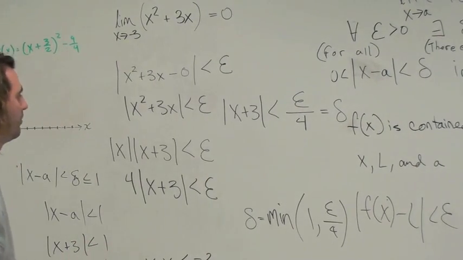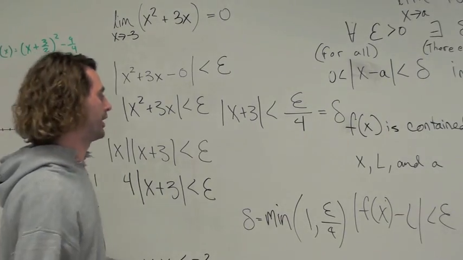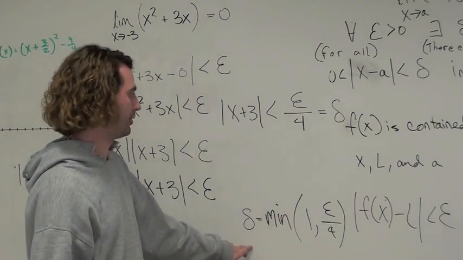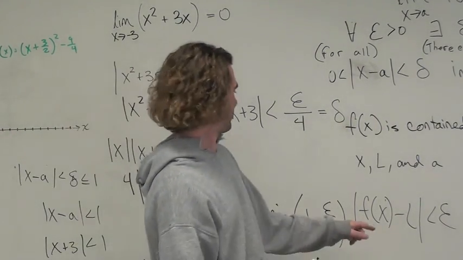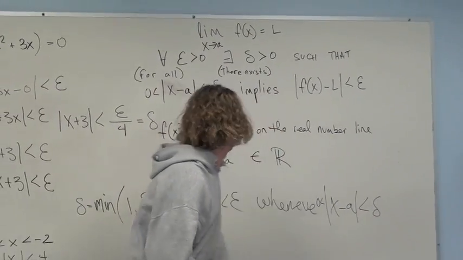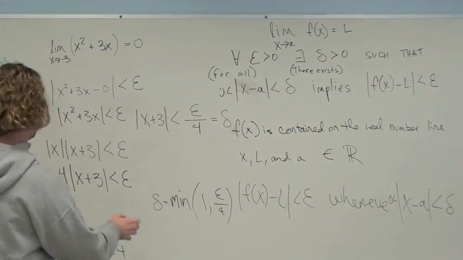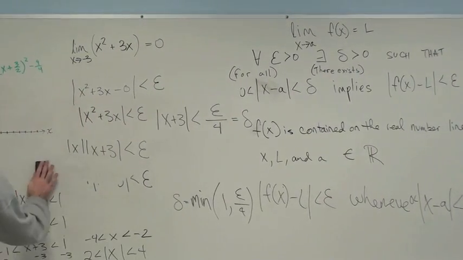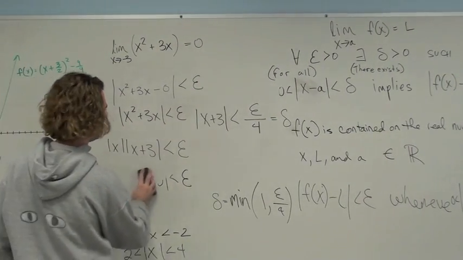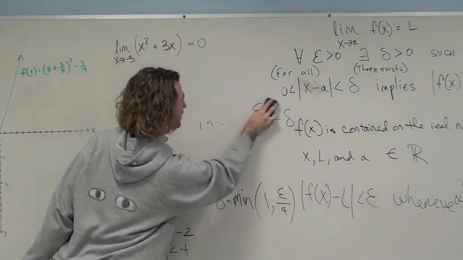Great. So now we want to prove that that actually is true. We want to prove that whenever we choose the absolute value of x minus a to be less than our delta, that this is going to hold up. So let me erase some stuff. I want to keep that. Just the rest of that stuff.